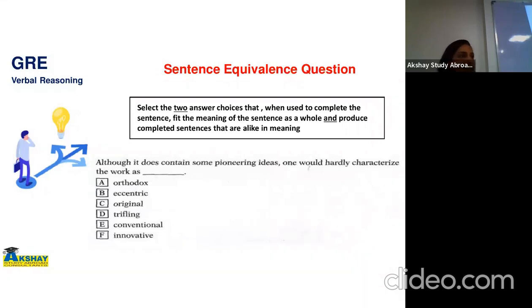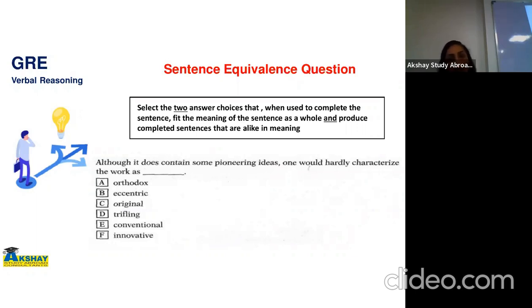Okay, then what is the next step? You quickly walk through the sentence. Although it does contain some pioneering ideas, one would hardly characterize the work as. Now there are some strategies that we discuss in the class, because our training sessions are highly focused on strategies. Students know that you have to read and you have to answer, but how you read and how you answer is really something that you need to practice.